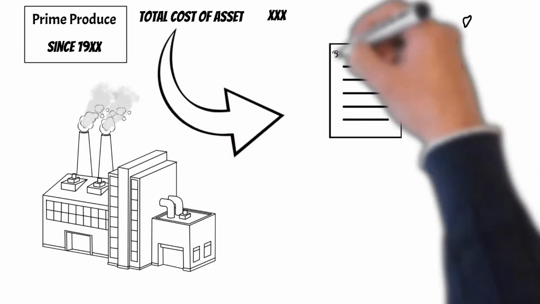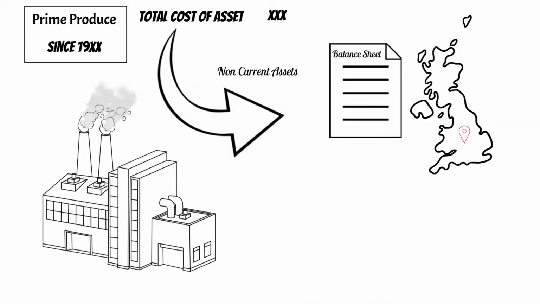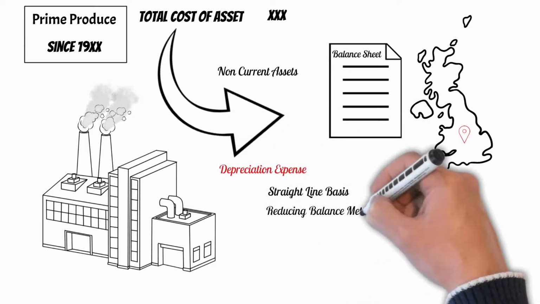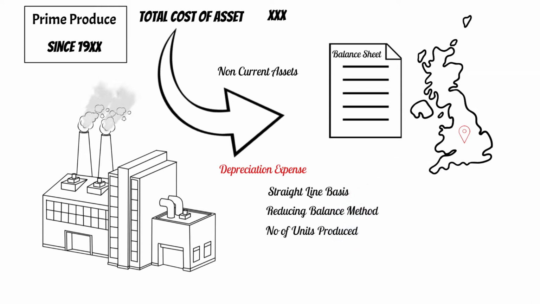You capitalize the property, plant, equipment in balance sheet under non-current assets. But how do you expense it out? And with so many depreciation methods out there, which one would you choose? Also, what is residual value? Stick around to find out.